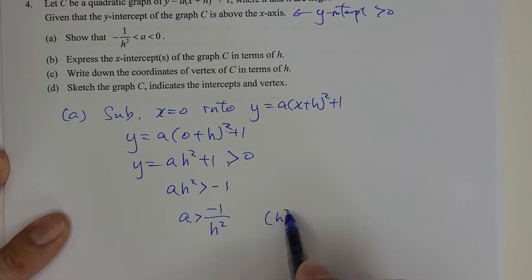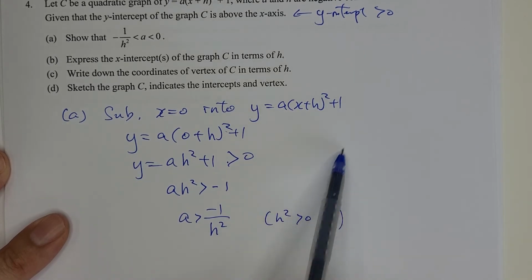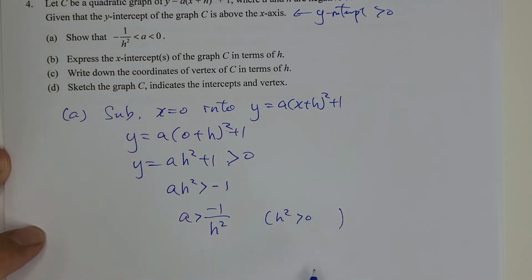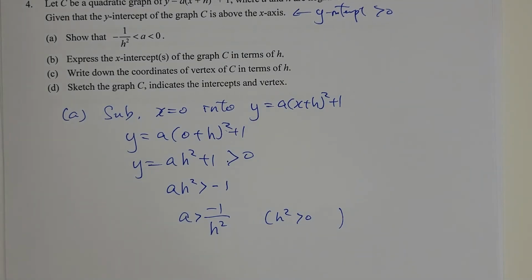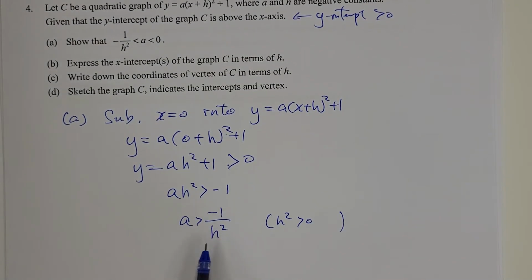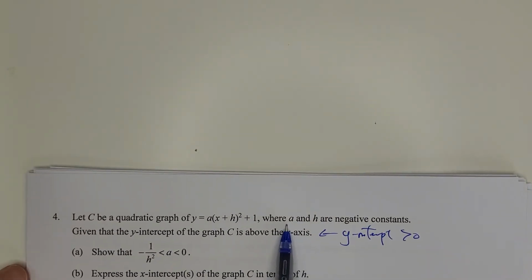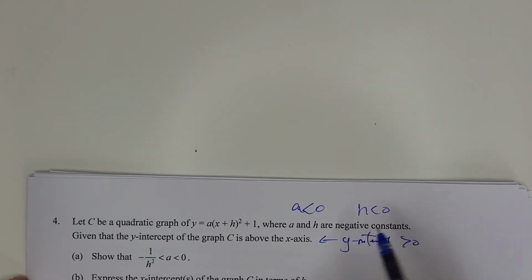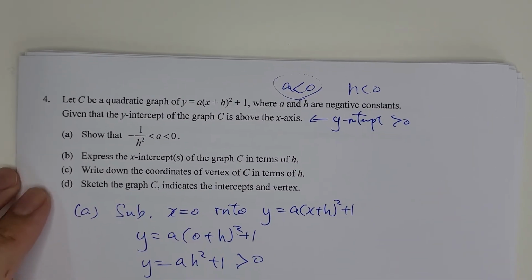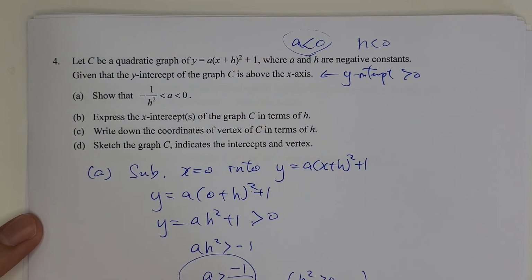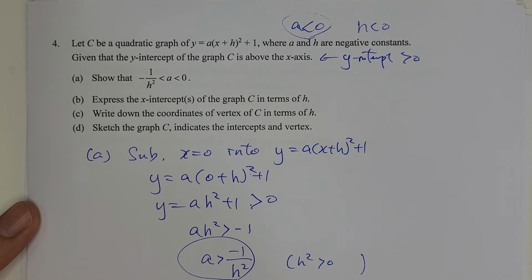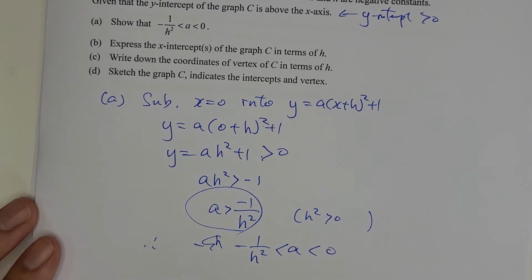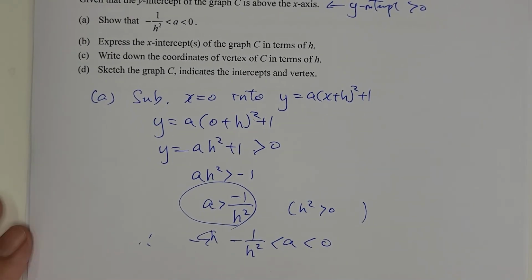You can see that h squared is positive because h is negative, so h squared will be a positive number. So you can see that a is greater than this number. But at the same time, a should be negative. That means a less than 0. Also, h is less than 0, so we can focus on a now. So you can make the conclusion that a would lie between 0 and negative 1 over h bracket squared. Okay? So that's the end of part A.